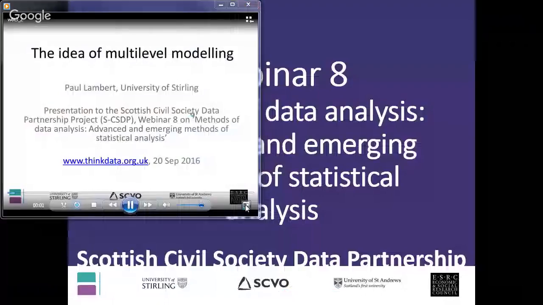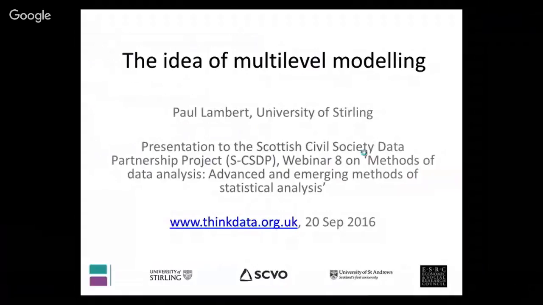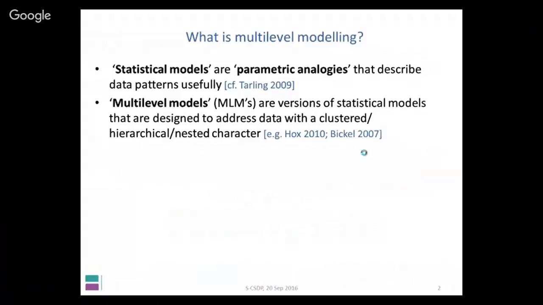Okay, so this is intended as a quick talk about multi-level modeling. Multi-level modeling is quite a popular technique of statistical analysis in the social sciences, but in this session I just want to outline what it is, what it means, and give you some pointers on how to go a little bit further in finding out about multi-level analysis.